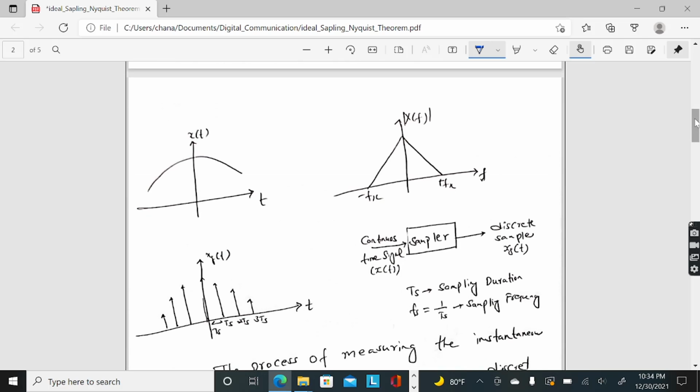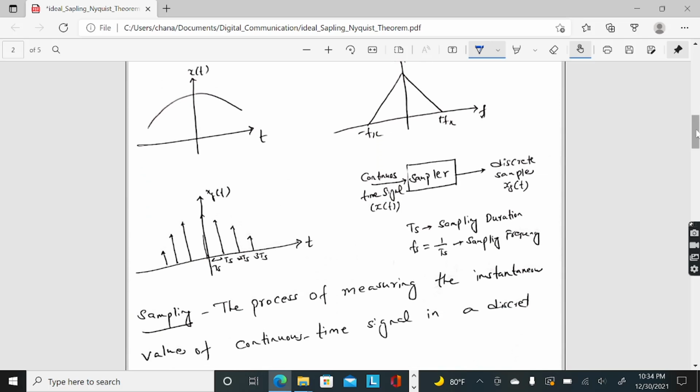So what is ideal sampling? As we discussed in the first video, sampling is essentially the first step in converting an analog signal into a digital signal. The input to a sampler is a continuous time domain signal, say in our example x of t, and the output is a series of discrete samples. We call it x delta, typically represented as x delta of t for ideal sampling.